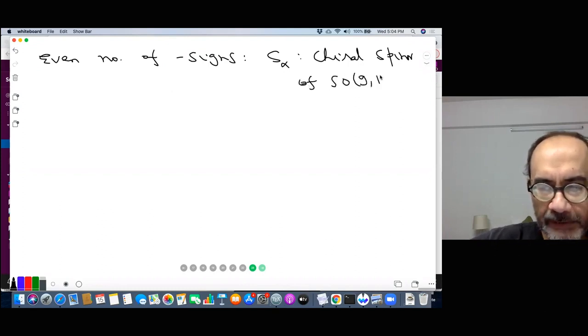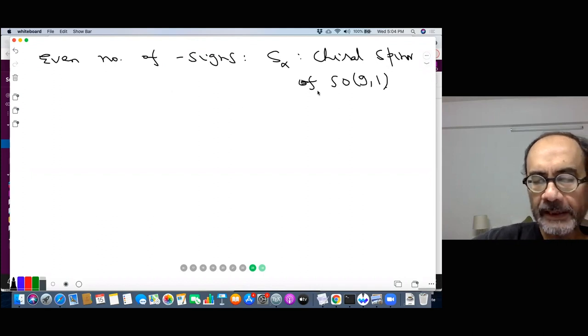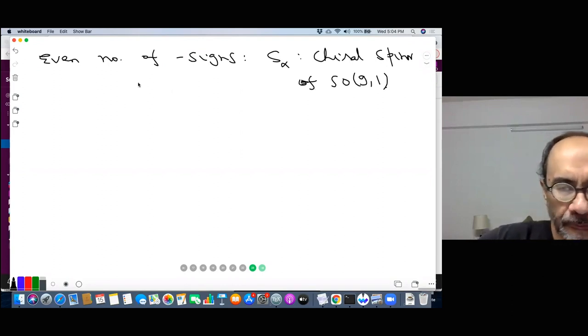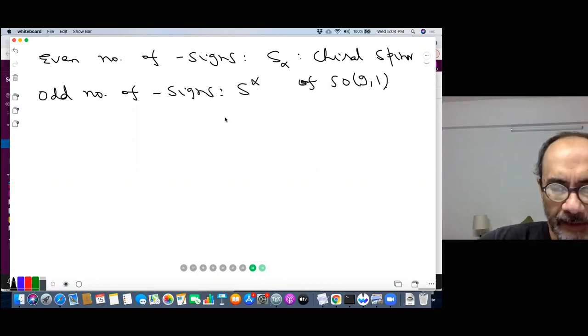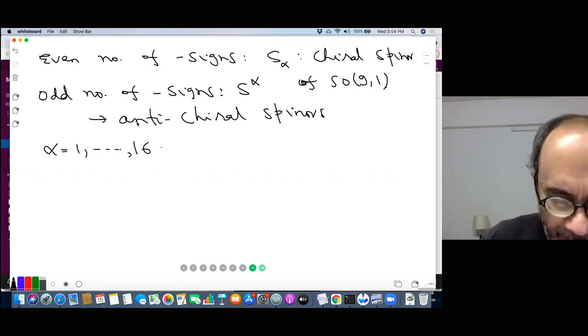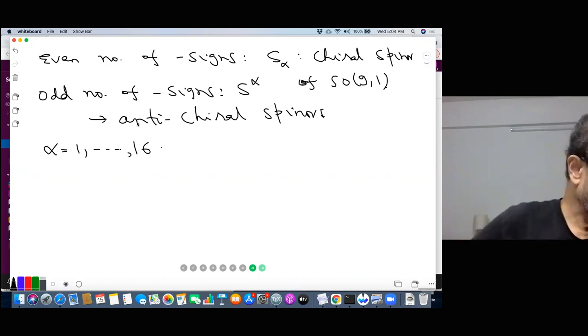This chirality has nothing to do with worldsheet chirality. Worldsheet left and right movers are quite different. I'm only talking right now about the right movers, which are the holomorphic sector. And the odd number of minus signs, I'll denote them by S alpha with an upper index. These describe antichiral spinors. And alpha, of course, runs from 1 to 16, because you have 32 to begin with, but now I have divided it into 16 and 16.